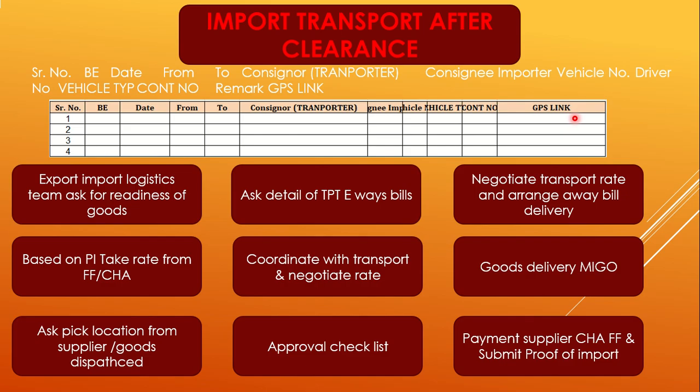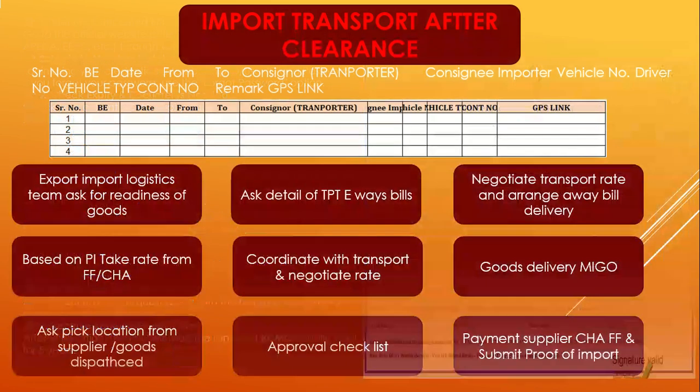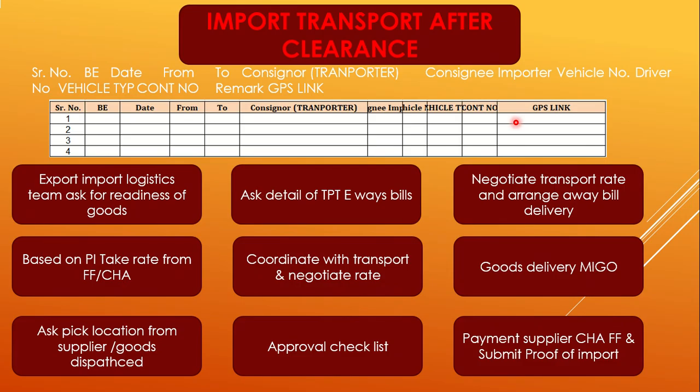After that, GPS location. By this GPS link, you can track the actual location of the shipment, because sometimes we need urgent cargo, so we have to intimate our upper level about where these containers are and on which date this container will reach our destination. So in this session we have tried to understand the procedure of transport appointment after the custom clearance in the import.